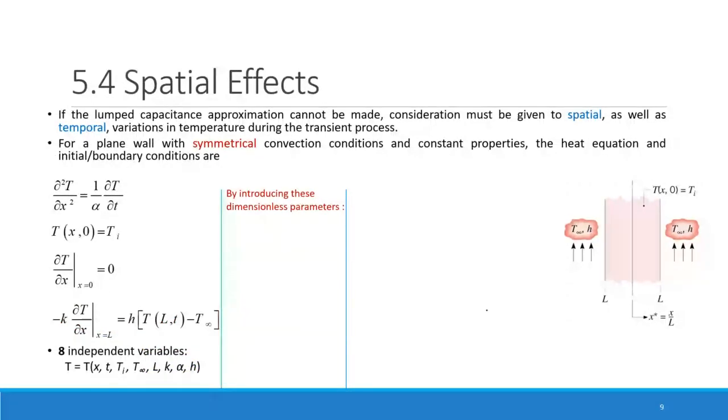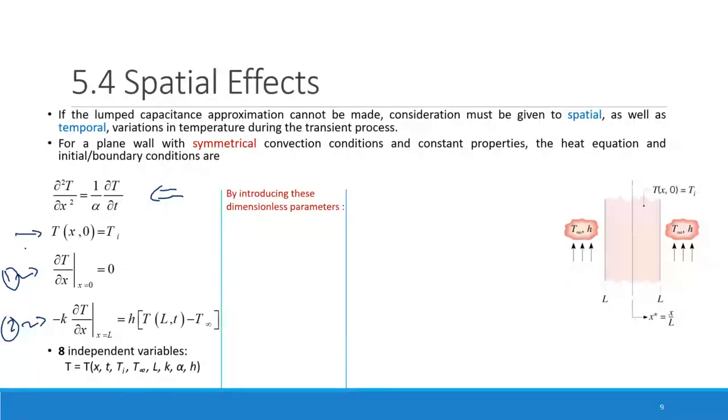Now, if we have a spatial effect, this is the second part of this chapter. The first part was when the temperature gradient is negligible, the lumped capacitance method. Here, when the Biot number is greater than 0.1, that means there is a spatial effect: the temperature will change with respect to x, with respect to location. Therefore, this partial differential equation should be solved. It is second order with respect to location and first order with respect to time. That means we need two boundary conditions. This is one. This is the second boundary condition. And we need one initial condition. This is the initial condition.